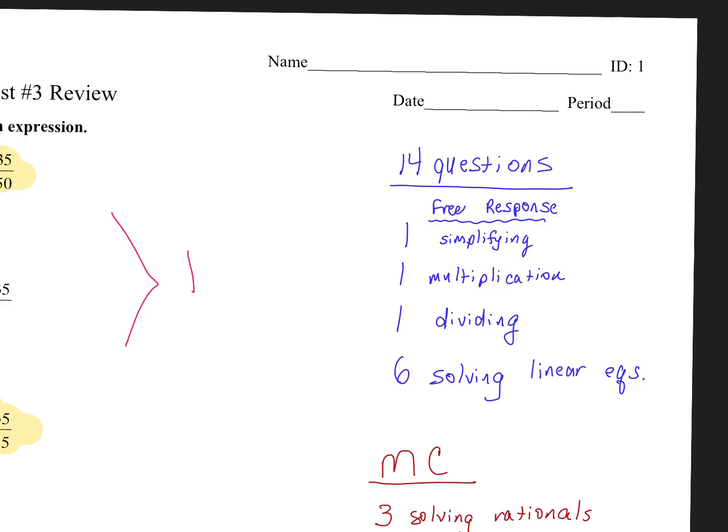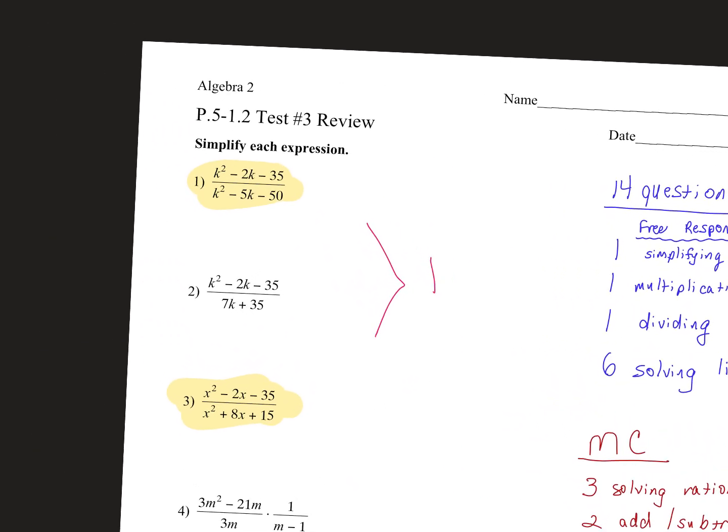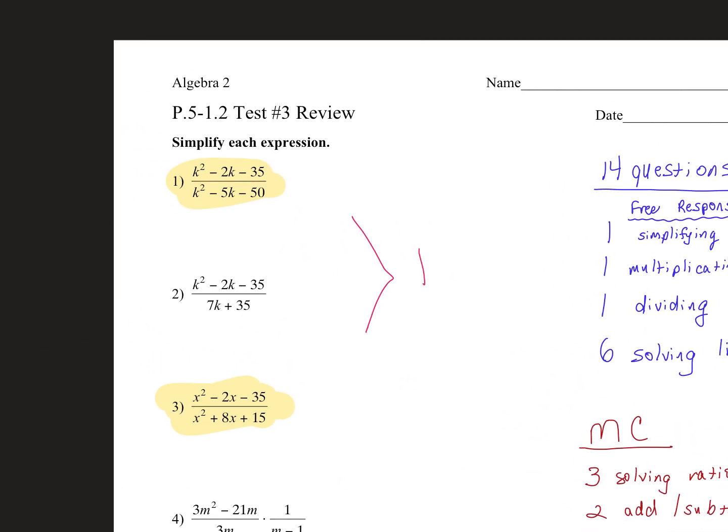And like I said, I'll post the solutions. I'm not collecting this. You guys do not have to turn this in. But it's probably a good idea if you do it, all right? So these first 2 questions that I have highlighted, what do the directions say to do? Simplify. That means you're going to factor and make smaller.